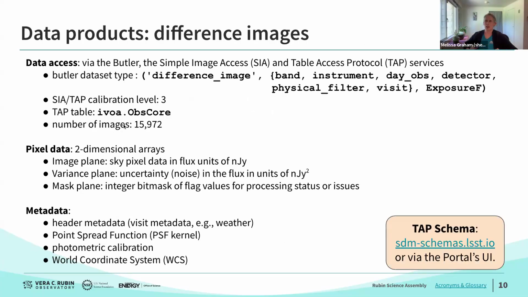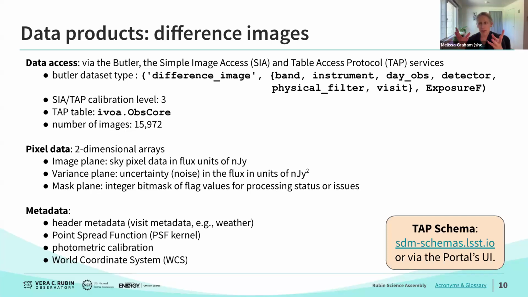Just to take a closer look at each one of these data products, let's talk more about difference images, in a practical sense. The difference images can be accessed via the Butler, the Simple Image Access service, the SIA service, and the Table Access Protocol, the TAP services. I've heard all about these over the last couple of days. The specific Butler dataset type, if you're querying for difference images in the Butler, is just difference_image. They can be uniquely identified by their detector and visit.